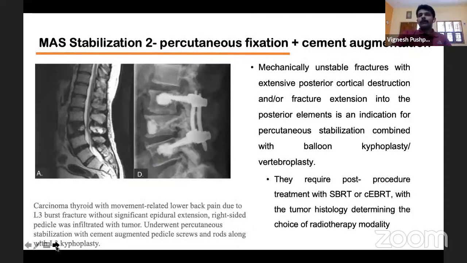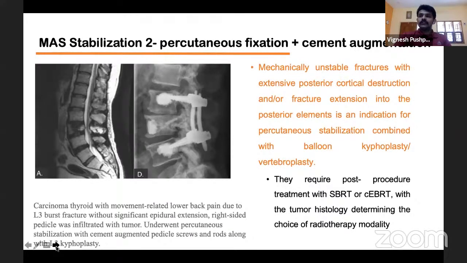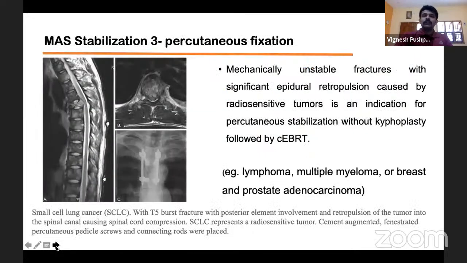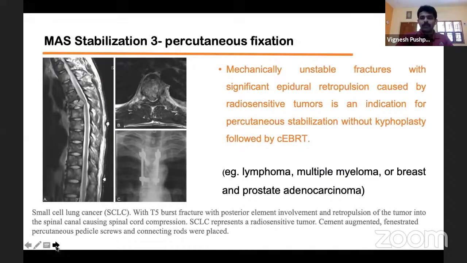Percutaneous screw fixation combined with kyphoplasty is advocated in mechanically unstable fractures without extensive posterior cortical destruction or fracture extension into the posterior element. The addition of percutaneous instrumentation provides stabilization of the posterior element in addition to the more robust stabilization of the vertebral body fractures. Percutaneous fixation only is advocated for radiosensitive, mechanically unstable fractures, such as multiple myeloma, melanoma, and breast primaries, followed by radiotherapy.